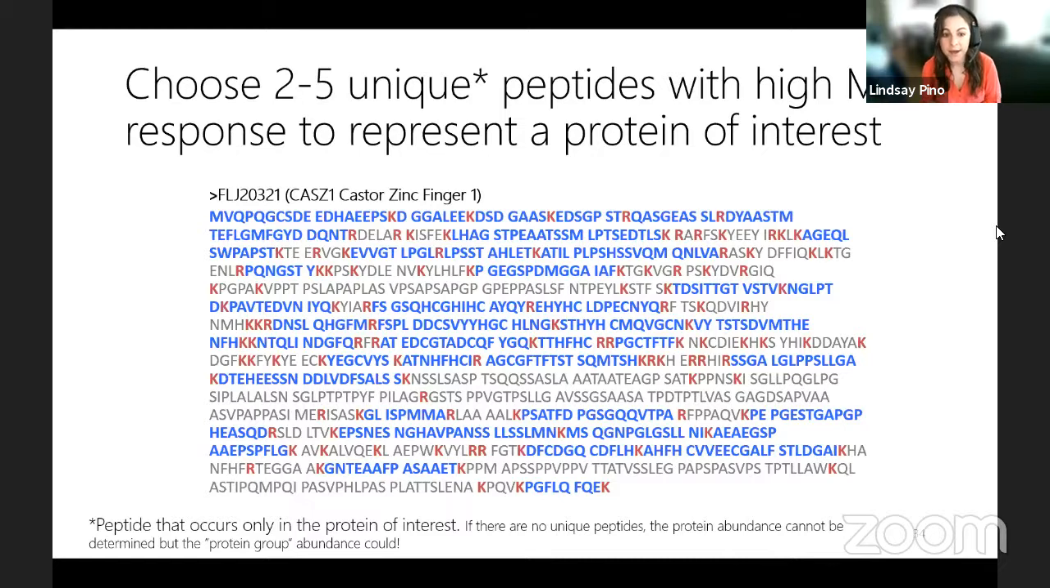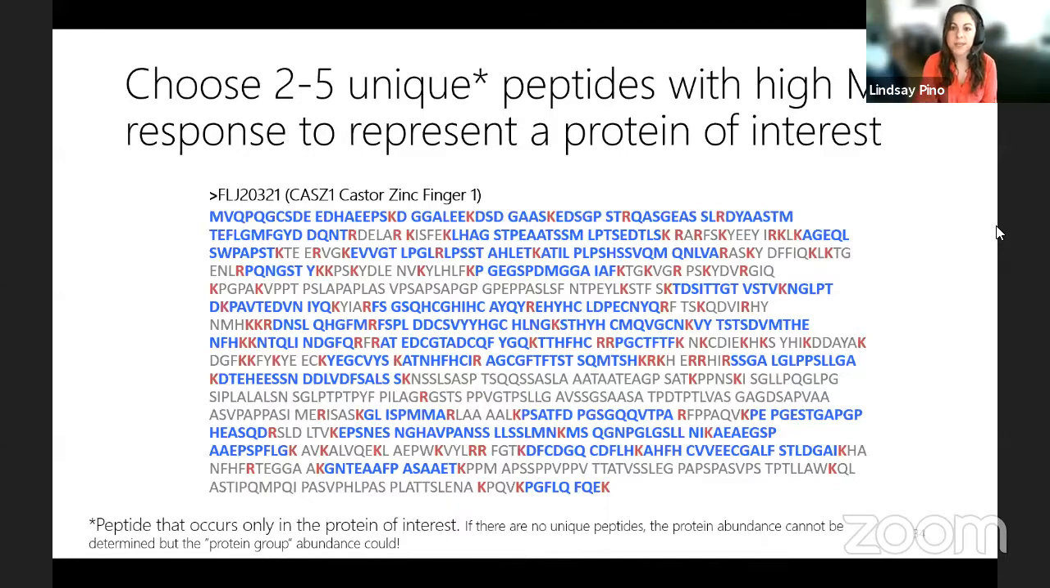I've highlighted in blue some different peptides that we might measure by mass spectrometry. In red are all the lysines and arginines, because let's pretend we're going to digest this protein with trypsin. Our job is to pick, of all these different blue amino acid sequences, which ones should we measure?